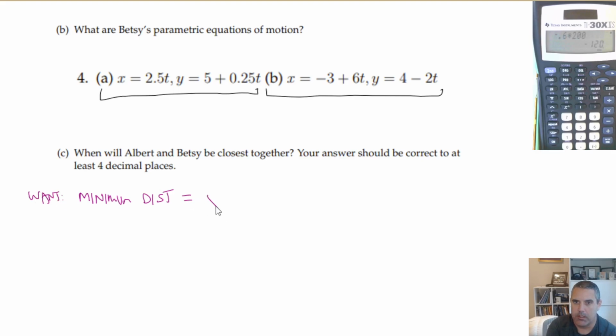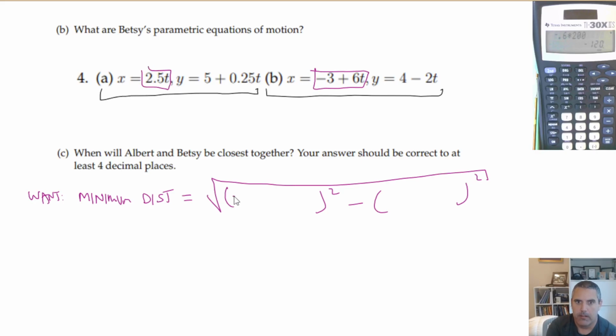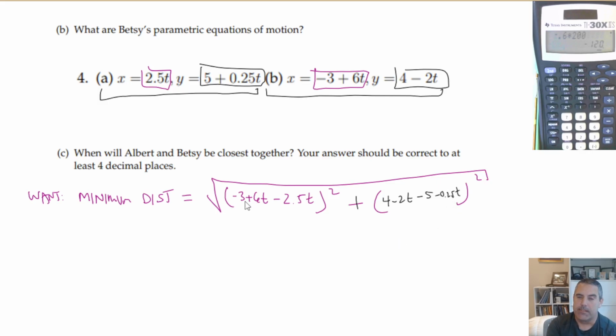Now the distance between them is the following thing. So it's going to be x minus x. So that's what we're going to put here. Negative 3 plus 6t minus 2.5t. And y minus y. So that's what we're going to put here. 4 minus 2. This should be a plus here. I don't know why I did that. Minus 5 minus 0.25t. That's it. That already has everything we want in there.